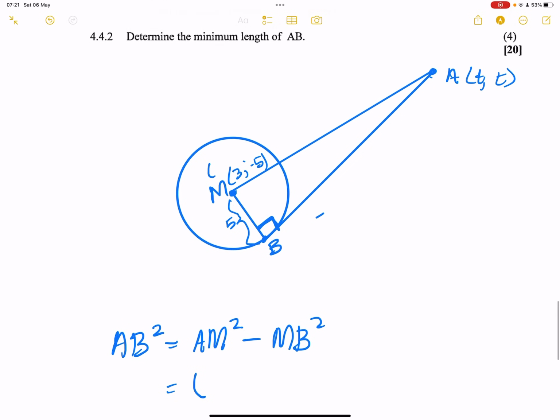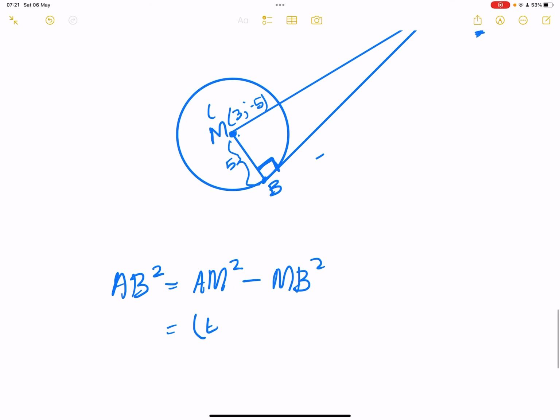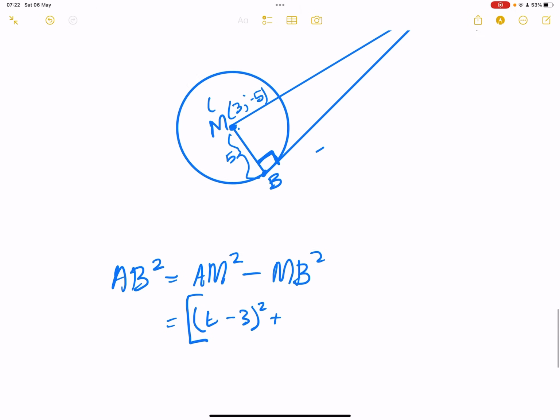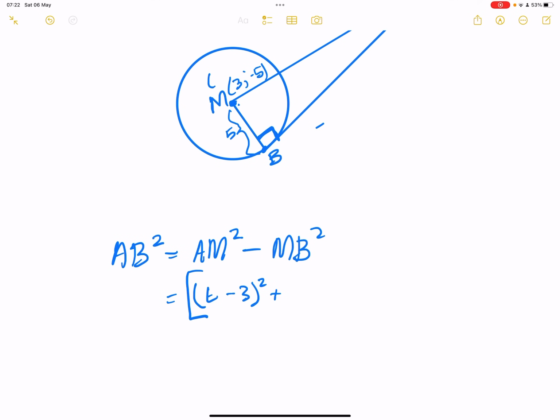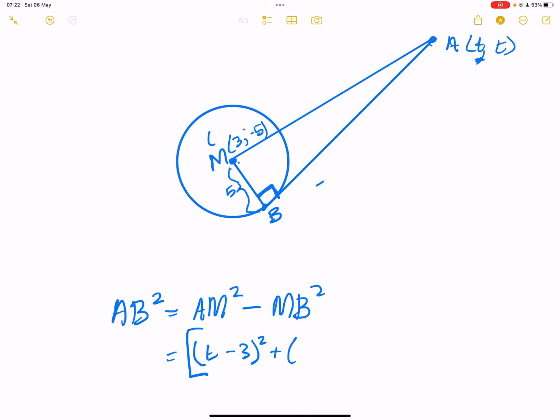Now, let's take AM. Note that I've got t, so I'm taking the x value minus the x value at M, so that would be t minus 3, squared, plus t minus a negative 5, so that would be t plus 5, so t plus 5 squared as well.